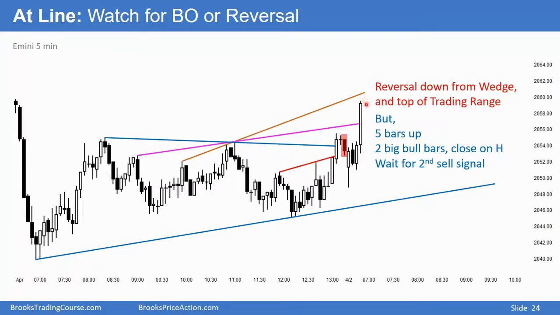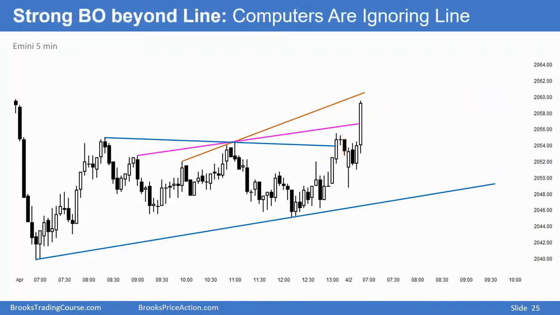And that's what we got, a very strong bull breakout, and the bears are giving up. Not only did we break above this 3-bar bull flag, we broke above this high and above that high. Are computers paying attention to this line right now? No, this line does not help you at this point. You get rid of it. Anytime the market appears to be ignoring a line, get rid of it because it just clutters the chart and it makes it more difficult to see what the market's trying to do.